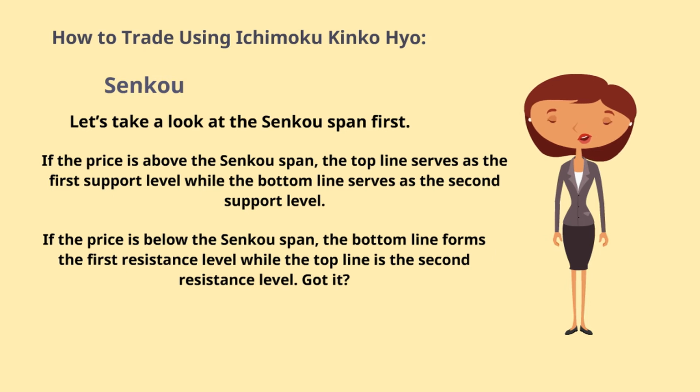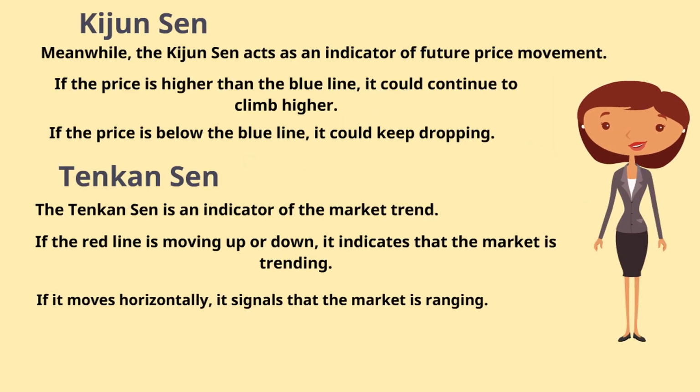Senko. Let's take a look at the Senko Span first. If the price is above the Senko Span, the top line serves as the first support level while the bottom line serves as the second support level. If the price is below the Senko Span, the bottom line forms the first resistance level while the top line is the second resistance level. Got it?